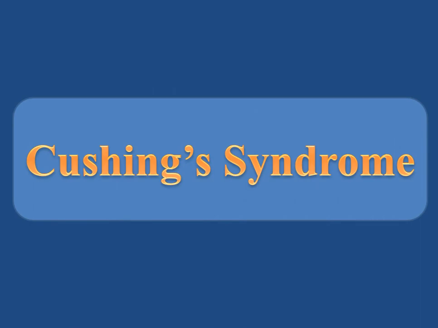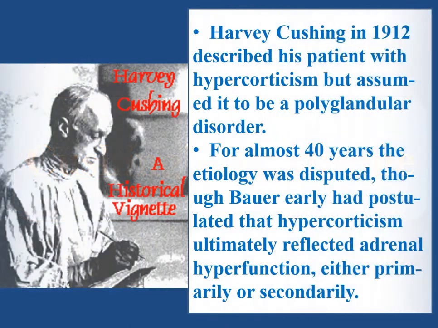We should start talking with Cushing syndrome. Harvey Cushing, in 1912, described his patient with hypercorticism, but assumed it to be a polyglandular disorder. For almost 40 years, the etiology was disputed, though Bayer-Hurley had postulated that hypercorticism ultimately reflected adrenal hyperfunction, either primary or secondary.